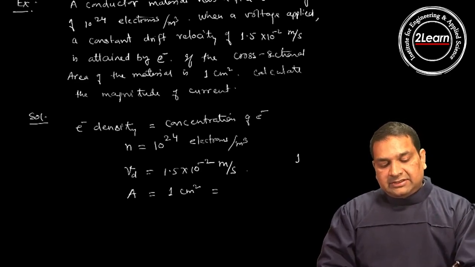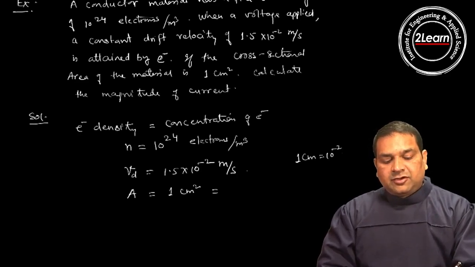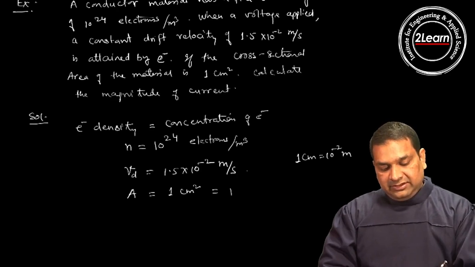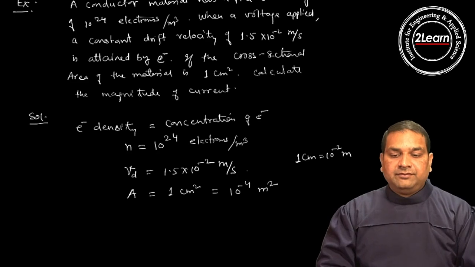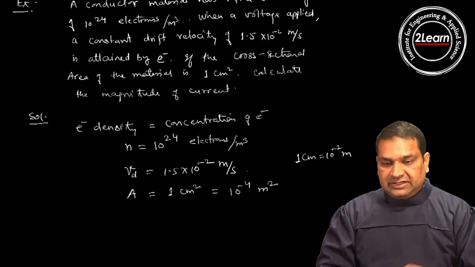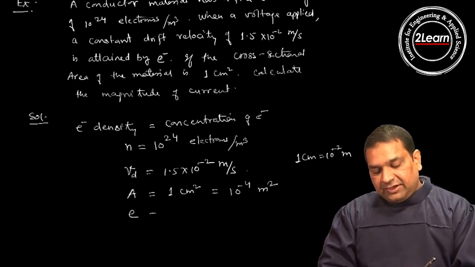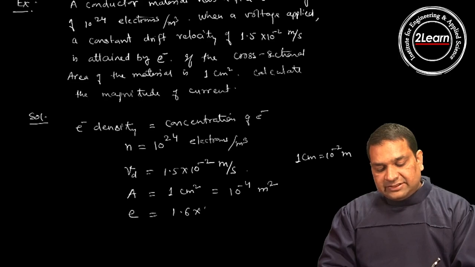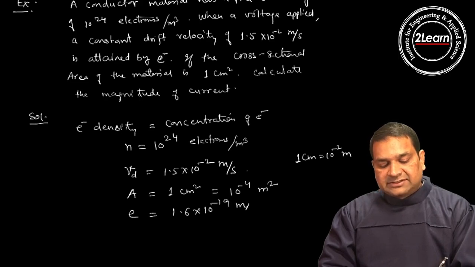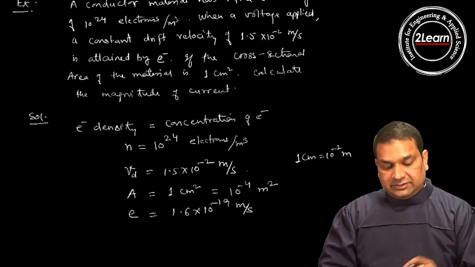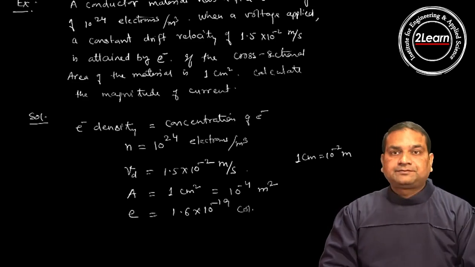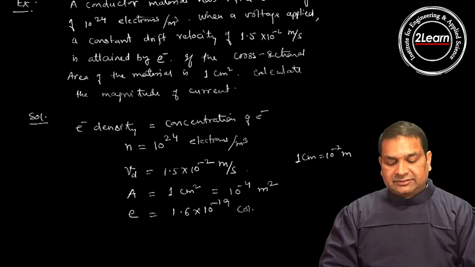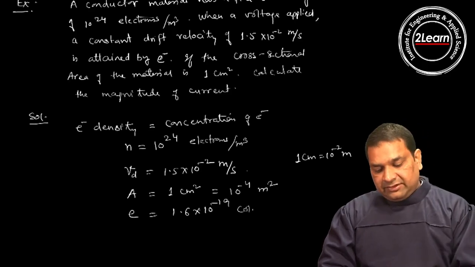1 centimeter is equal to 10 raised to power minus 2 meter. So it will be 10 raised to power minus 4 meter square, right? And charge on one electron is 1.6 into 10 raised to power minus 19... sorry, not meter per second, it is coulomb. You can write C also. So this is charge on one electron.